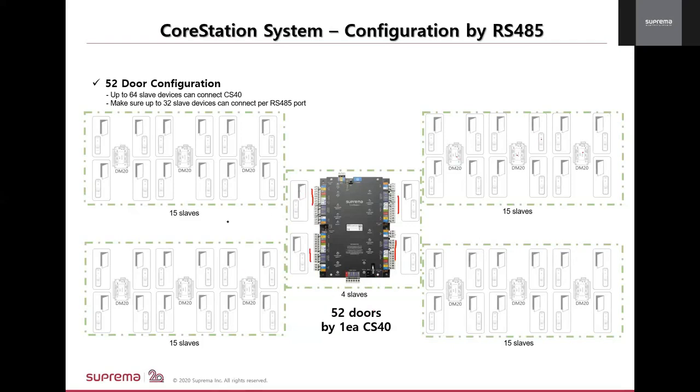Right, so on one interface, they had 15 slaves, and then on another interface, they've added another 15, and the third one, another 15. So in total, you have 60 connected, and then you're actually now adding additional on the actual CoreStation itself.